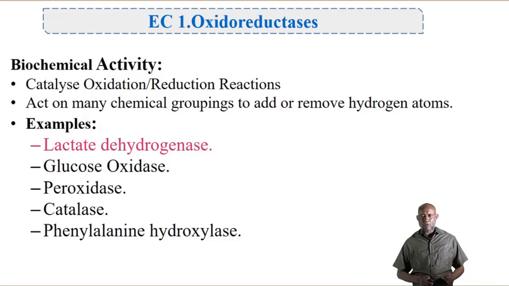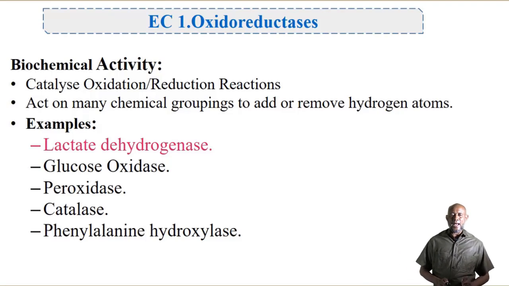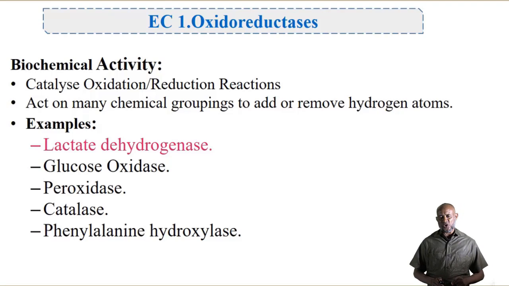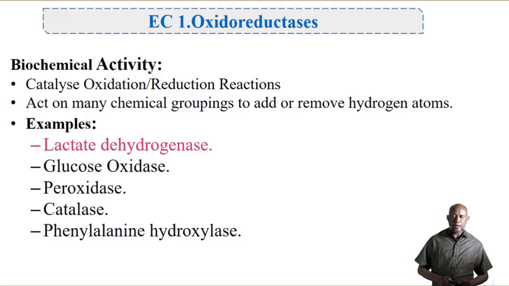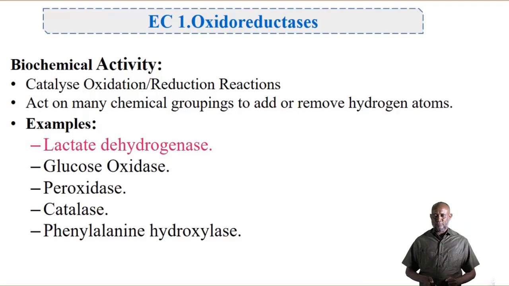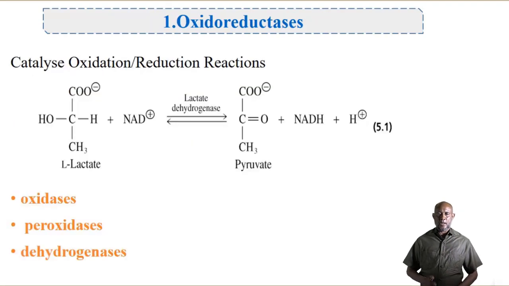The typical examples for these oxidoreductases are lactate dehydrogenase, removal of hydrogen. Glucose oxidase, that is oxidation. Peroxidase, it facilitates the peroxides. Catalase, phenylalanine hydroxylase. All these enzymes belong to the first class, oxidoreductase. Now let's look at the simple reaction that is catalyzed by such a group of enzymes known as oxidoreductases.